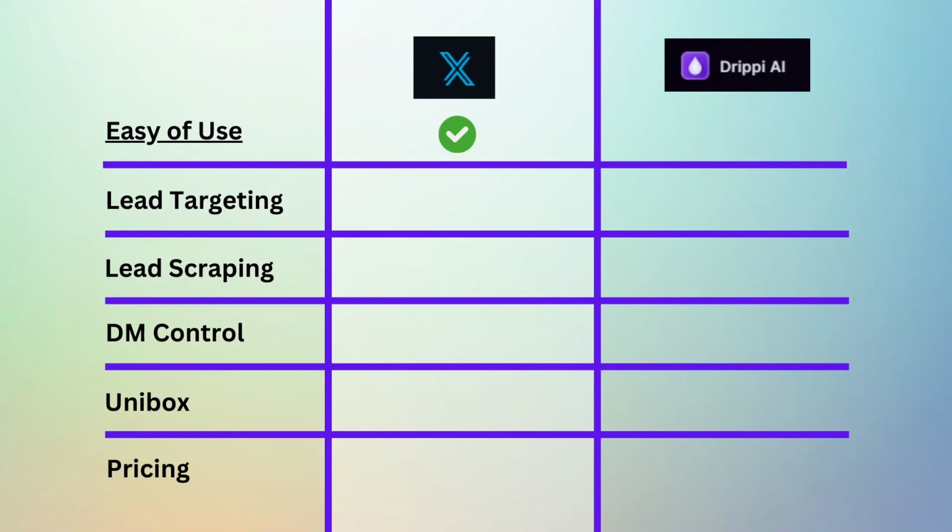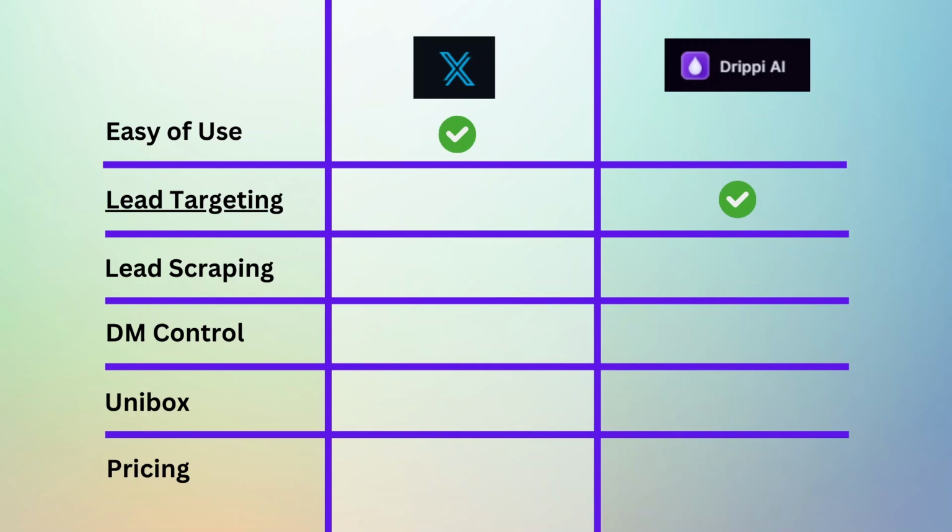Then we have lead targeting. Which platform has better options for targeting leads? In my opinion, Drippi beats XReacher in targeting. While XReacher only finds profiles that match all your keywords together, Drippi lets you choose whether you want to match all keywords or just one of them. That means you can go super specific or cast a wider net depending on what you need. Besides that, Drippi also allows you to scrape leads based on how many tweets they have, helping you to ensure that you're targeting truly active accounts.